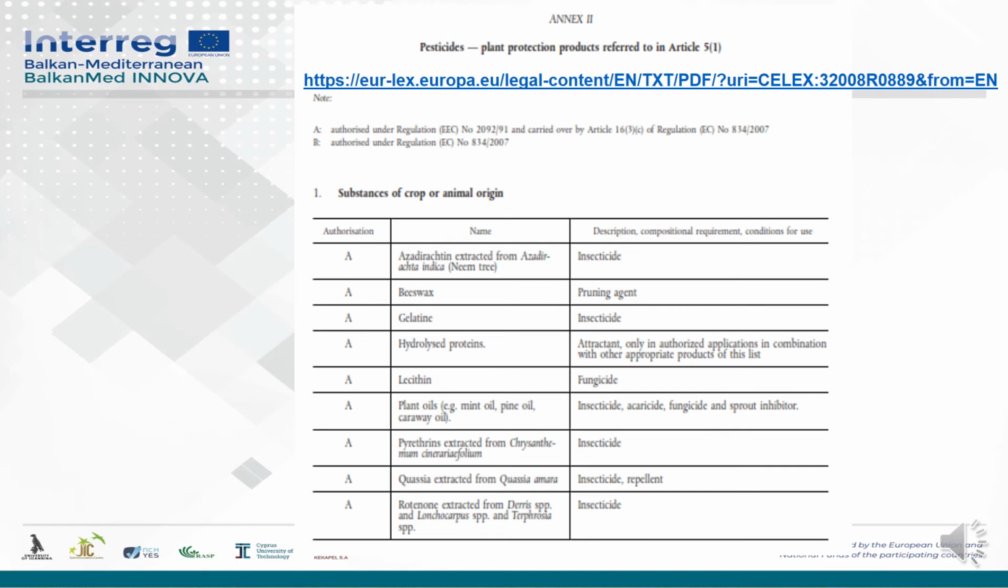Let's start with the first section, substances of crop or animal origin. Here you have a list. For example, the first one is azadirachtin extracted from Azadirachta indica, which in common English is called the neem tree. It is used as an insecticide. Beeswax is a pruning agent. Gelatin is used as an insecticide. Hydrolyzed proteins serve as an attractant, only in authorized applications in combination with other appropriate products of this list. Lecithin is a fungicide.